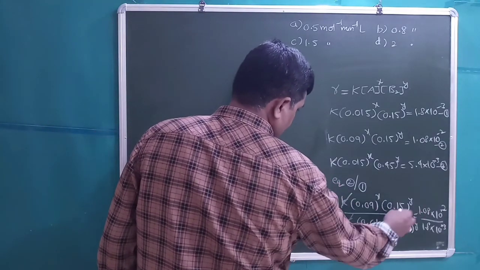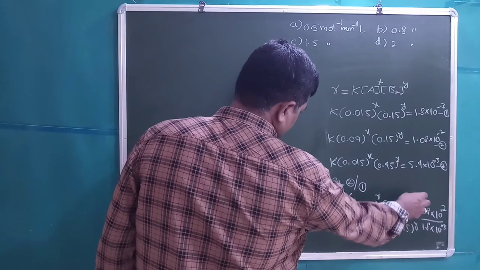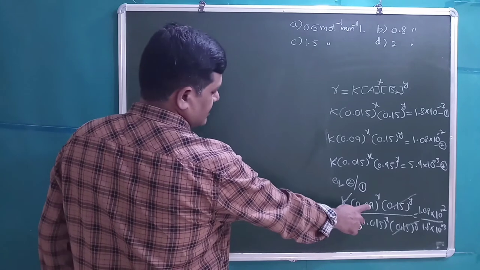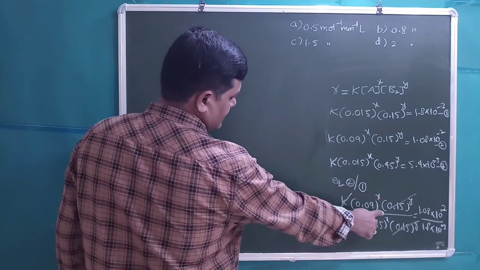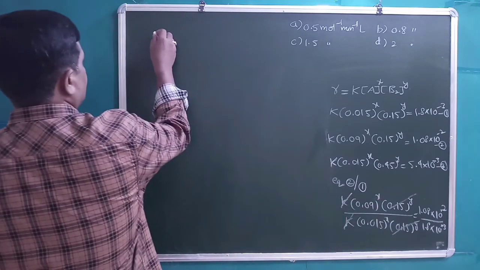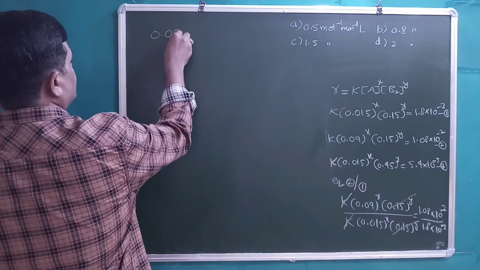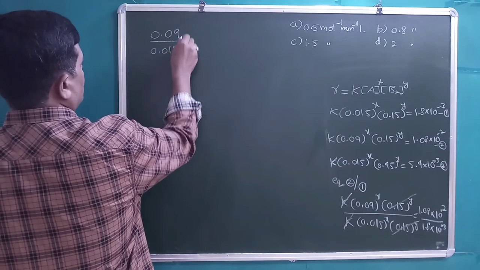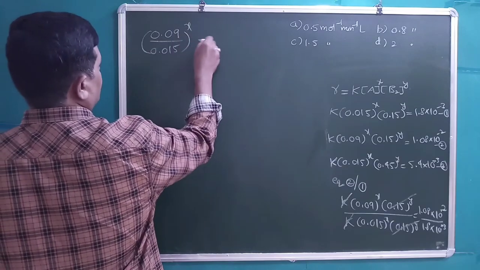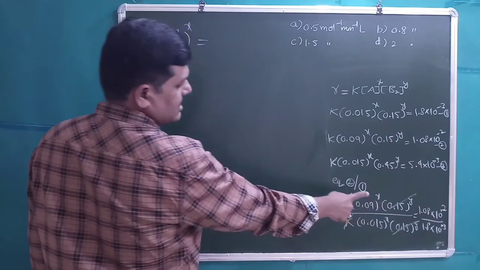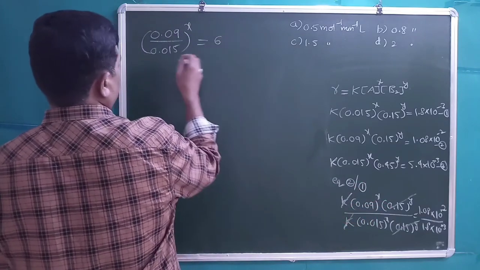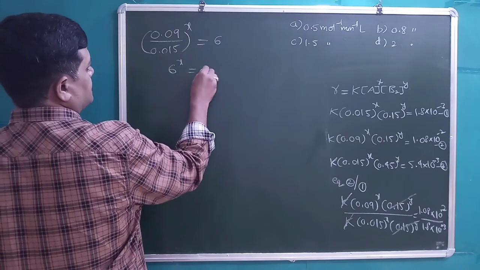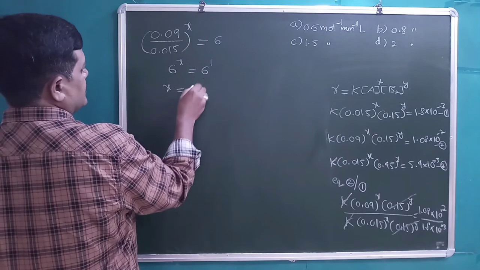So 0.15 whole power Y, 0.15 whole power Y gets cancelled. Remaining terms, this is in the form of A power X by B power X. Then we can write it as A by B whole power X. 0.09 divided by 0.015 whole power X is equal to, right hand side of the equation on simplifying we will get it as 6. And this is also 6. 6 power X is equal to 6 power 1. So that means X is equal to 1.